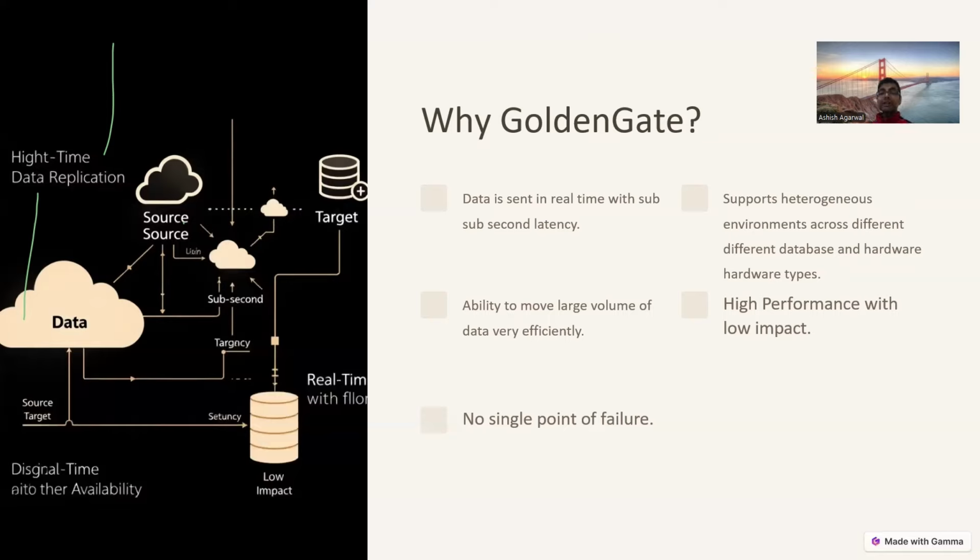Now the question comes: if there are so many competitors of Oracle Golden Gate in the market, then why Golden Gate? Why is Golden Gate still used so much? Why is Golden Gate so popular? The reason is, with Golden Gate, data is sent in real time with sub-second latency. Golden Gate sends the data from source to target in near real time. As soon as data is committed on source, it gets applied to the target in near real time.